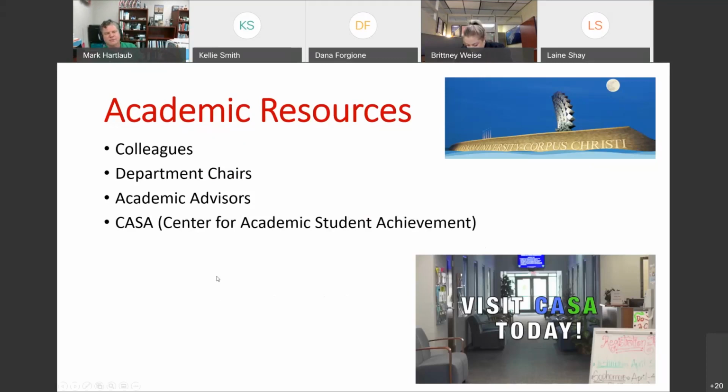Okay, then there's CASA, the Center for Academic Student Achievement. CASA is kind of catty corner from the library. It's kind of behind the Center for Science. That's where CASA is. And that is really the tutoring center. Some people call it the tutoring center, but it's technically CASA. CASA is very, very good.